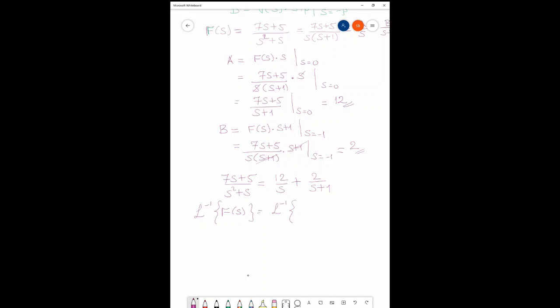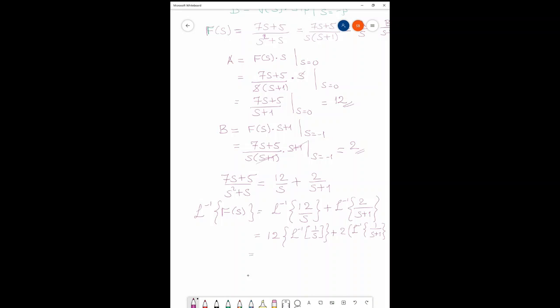in which case computing the inverse Laplace transform of f of s is going to be the inverse Laplace transform of 5 over s plus the inverse Laplace transform of 2 over s plus 1. So this is equal to 5 times the inverse Laplace transform of 1 over s plus 2 times the inverse Laplace transform of 1 over s plus 1.